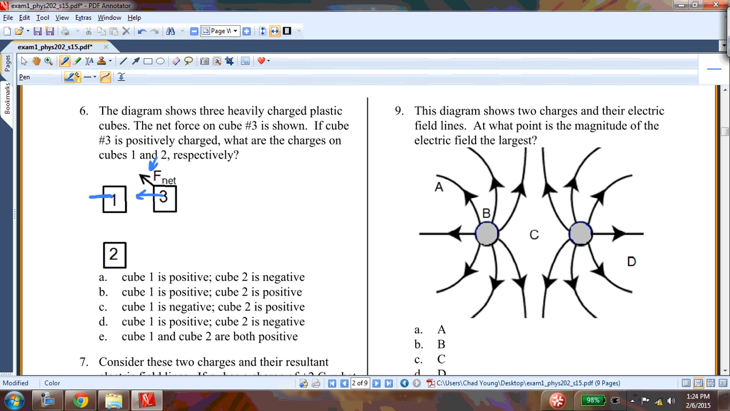And then due to the other charge, I know the force is either in this direction or in this direction. But in order to give this force, it's going to have to be this direction. So if, let's see, cube 3 is positive, that means that cube 2 is also positive. So cube 1 is negative, cube 2 is positive.